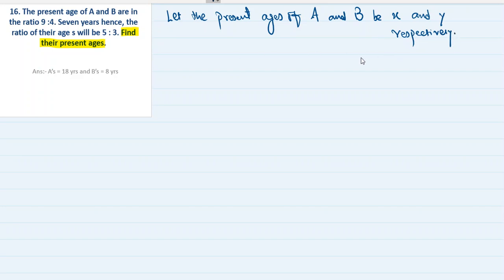Okay, let the present ages of A and B be x and y respectively. That's our first statement. Let's read the question. The present ages of A and B are in the ratio 9:4. So x upon y is equal to 9 upon 4, which implies 4x is equal to 9y, which means 4x minus 9y is equal to 0. This is equation number 1.